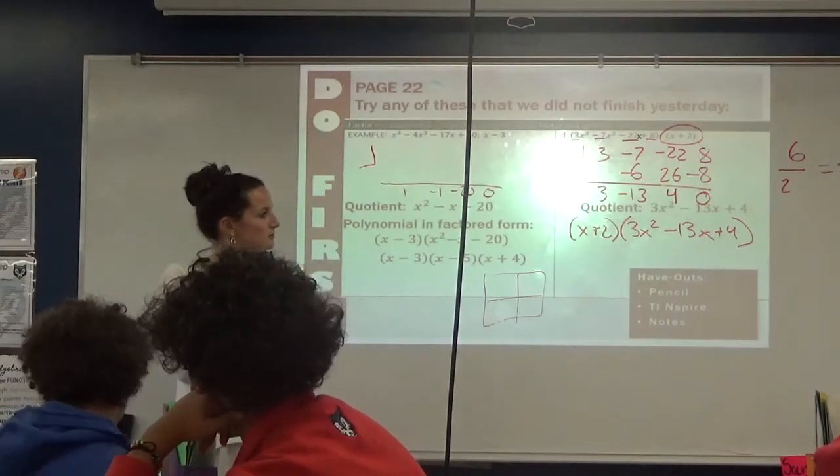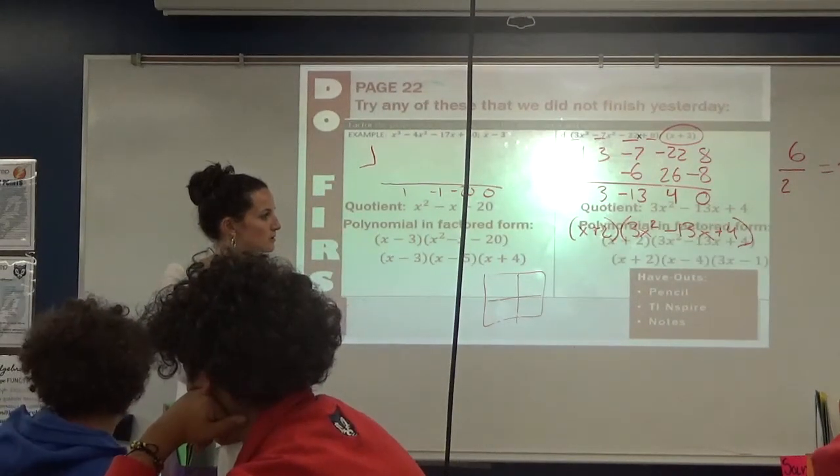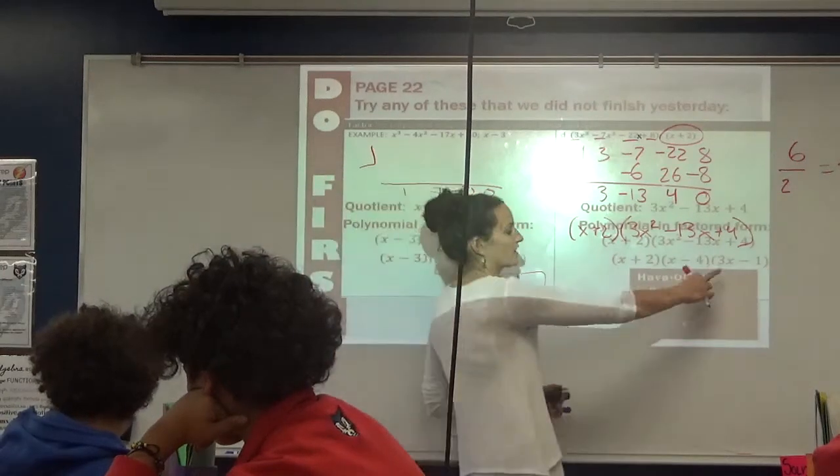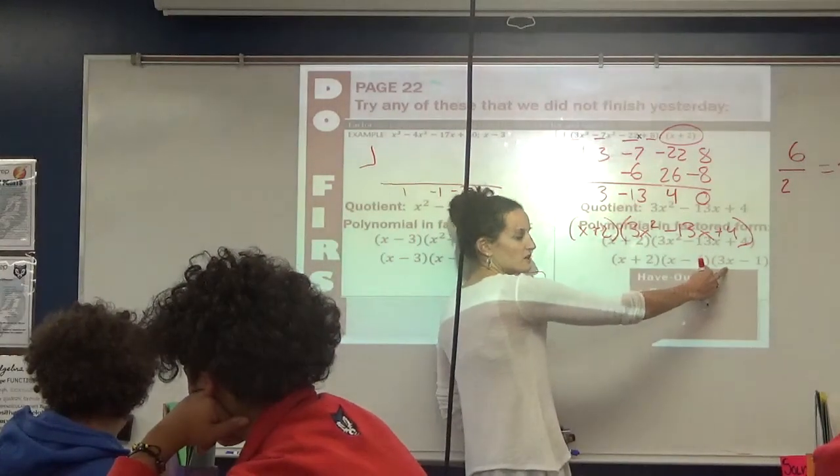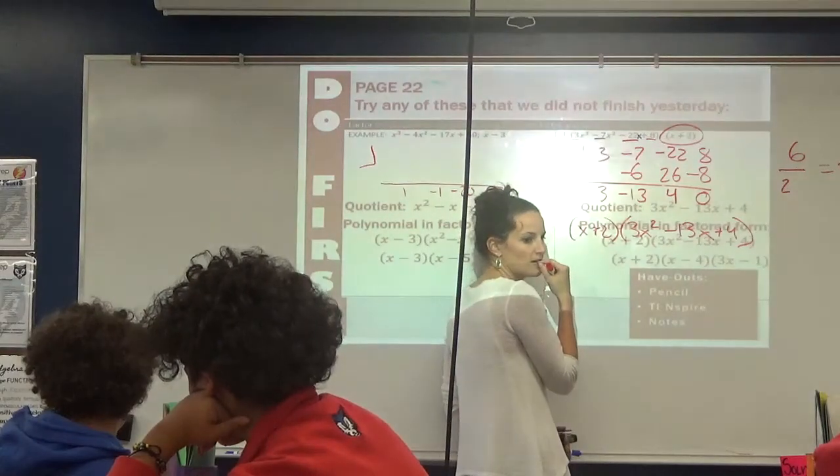3x minus 1 times x minus 4. Cool. So he got 3x minus 1 and x minus 4 from his box. So those are our factors of that last one.